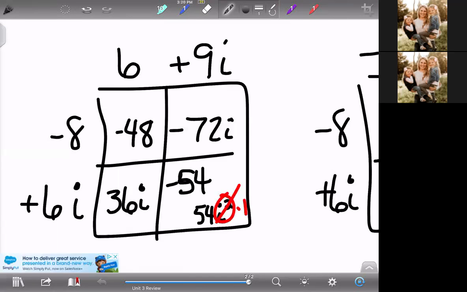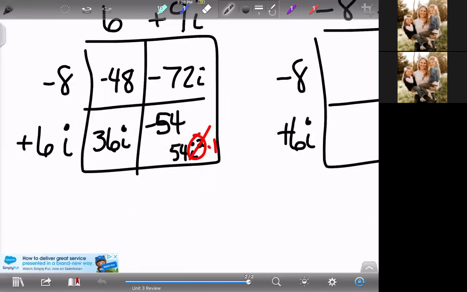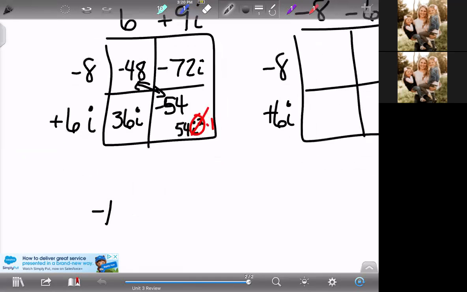So now I'm going to combine my like terms on this one, just like we did the last one. I'm going to take -48 and combine it with the -54 here. When I combine those, I'm going to get -102. When I combine the imaginary numbers here, the -72i with the +36i, that's going to give me -36i.